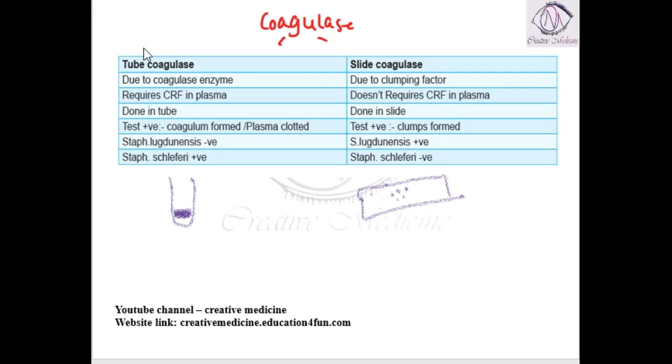Then tube coagulase positivity is shown by Staphylococcus clefairy and Staphylococcus lugdunensis shows negativity. So Staphylococcus lugdunensis is negative for tube coagulase, whereas Staphylococcus clefairy is positive for tube coagulase. Whereas in slide coagulase, Staphylococcus lugdunensis is positive for slide coagulase, whereas Staphylococcus clefairy is negative for slide coagulase.